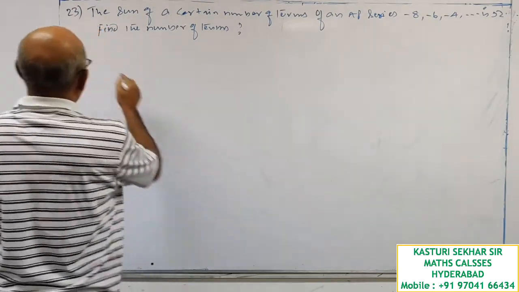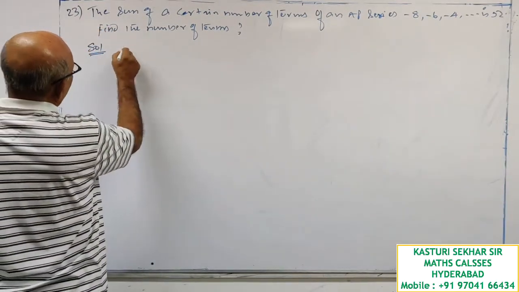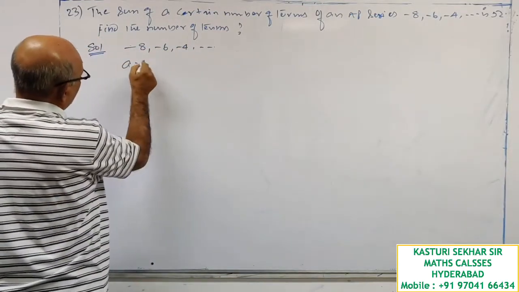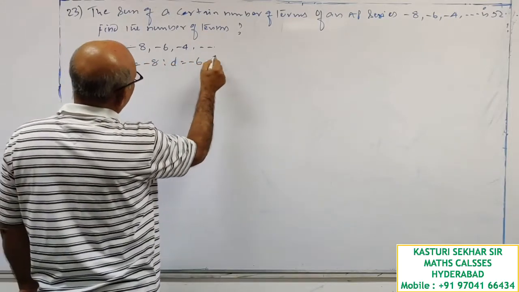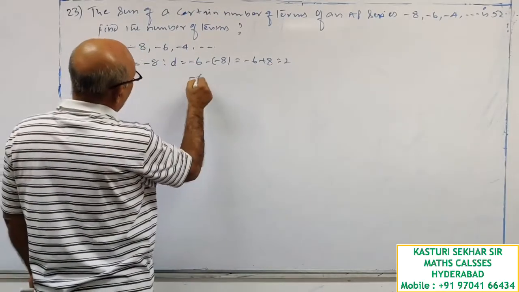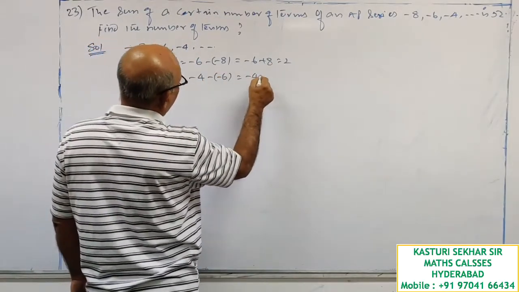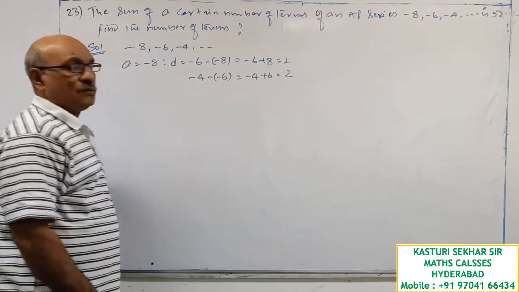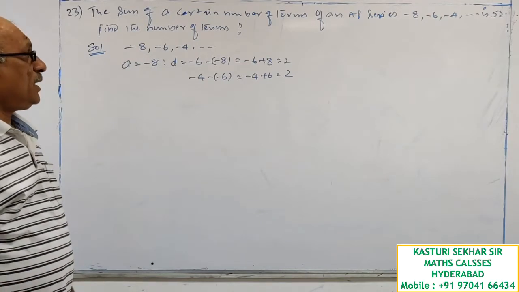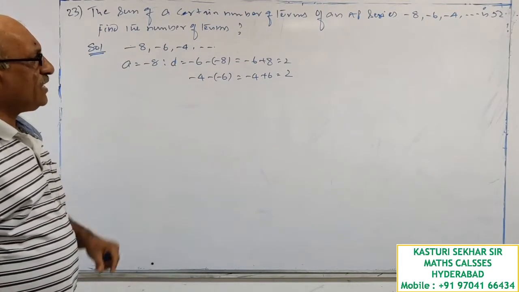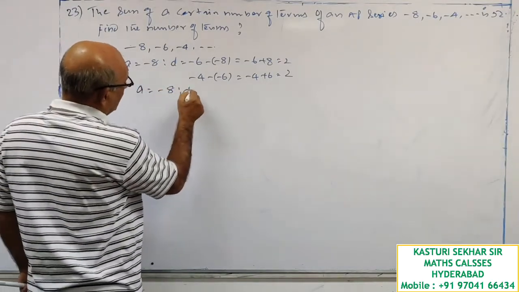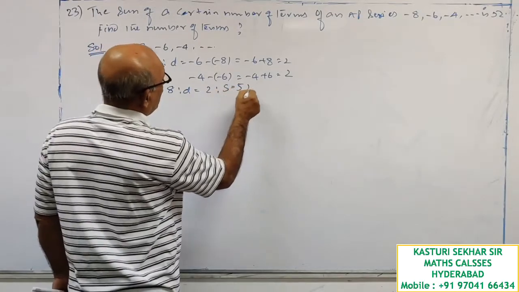Now, see the solution. Sequence is minus 8, minus 6, minus 4, etc. A is equal to minus 8, common difference is minus 6 minus of minus 8, this is 2. Minus 4 minus of minus 6, minus 4 plus 6 is 2. Common difference is same. First term is minus 8, common difference is 2. A is equal to minus 8, D is equal to 2, S is equal to 52, n is required.